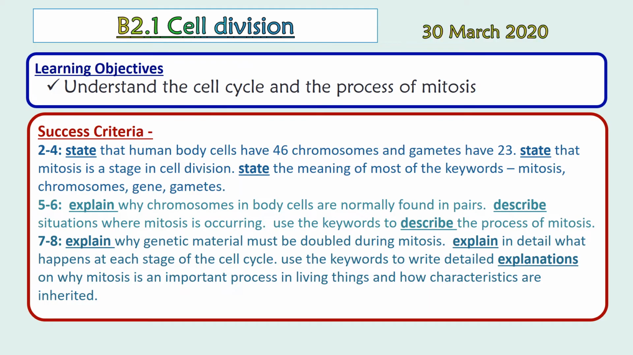Right, so what we're going to be looking at in this first lesson is something called the cell cycle, of which part of that is mitosis. So we need to know what mitosis is, and we need to know what happens in the overall cell cycle. So we're going to be looking at how that happens. If you pause the video and have a look at what you need to be able to do in order to achieve your grade, and then we will start.